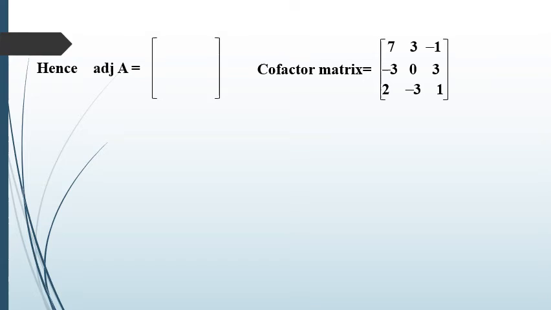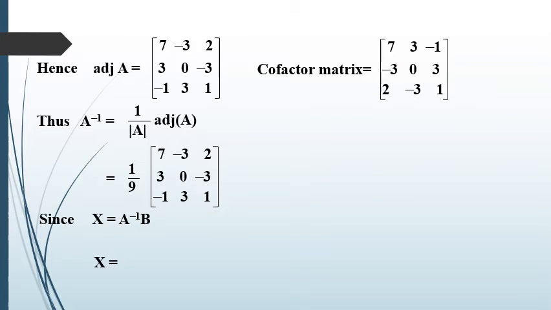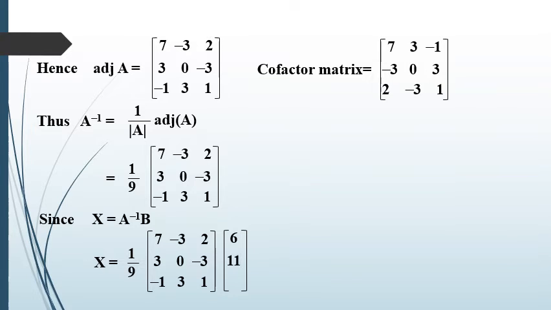Next we will calculate the adjoint. So adjoint is the transpose of the cofactor matrix. We get A inverse is equal to 1 upon determinant of A into adjoint of A. So substitute the value of determinant of A and adjoint of A. Finally we calculate X, which equals A inverse B. So 1 upon 9 into 7, minus 3, 2, 3, 0, minus 3, minus 1, 3, 1, and the matrix B is 6, 11 and 0.